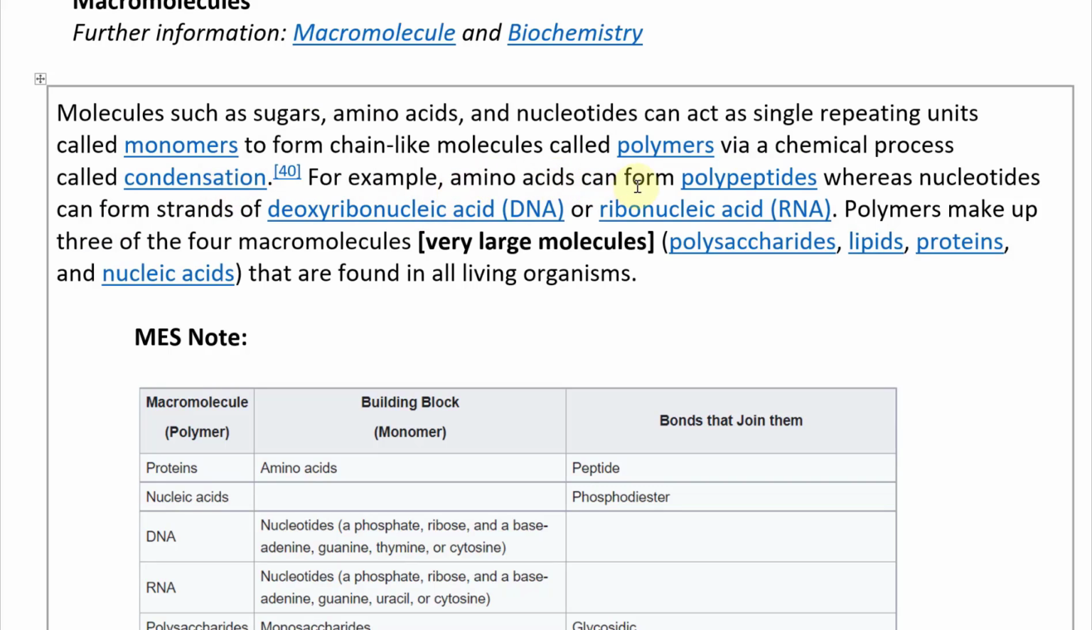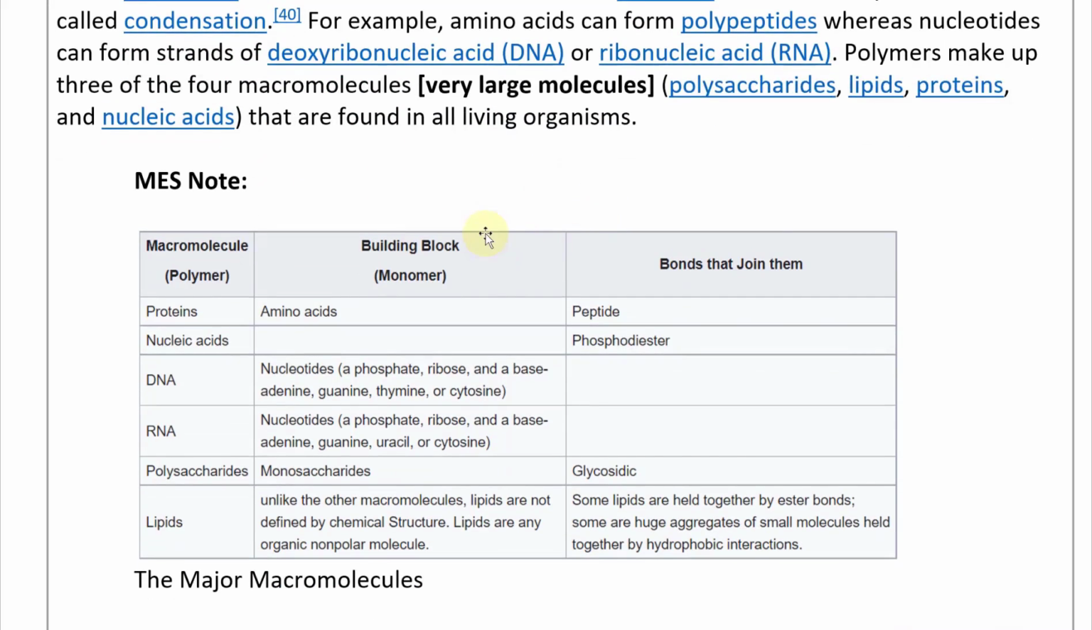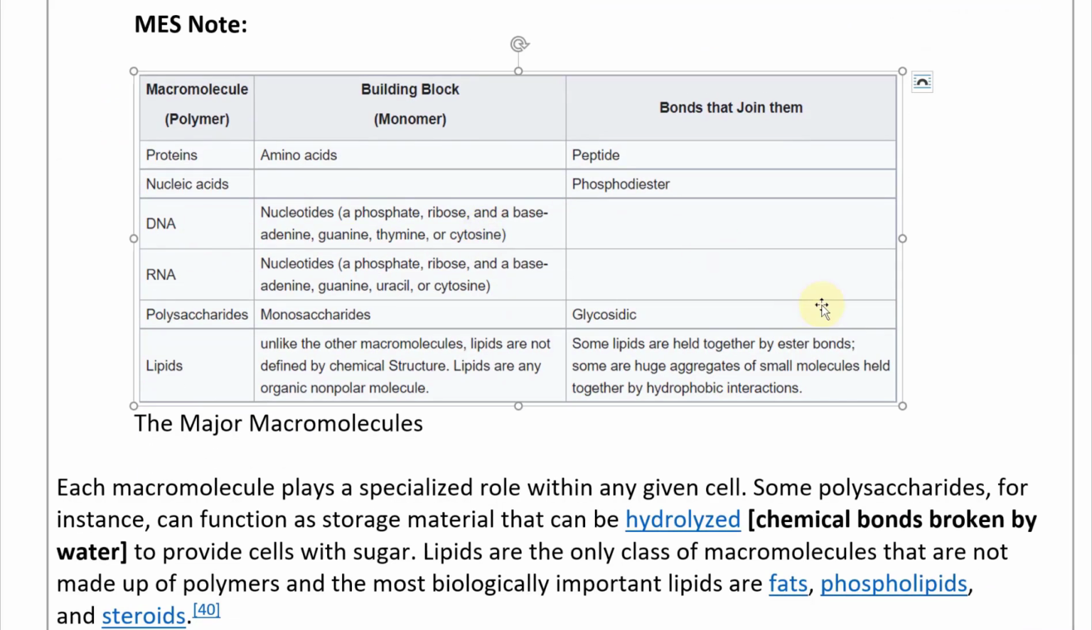For example, amino acids can form polypeptides, whereas nucleotides can form strands of deoxyribonucleic acid, DNA, or ribonucleic acid, RNA. Polymers make up 3 of the 4 macromolecules, or very large molecules, which are polysaccharides, lipids, proteins, and nucleic acids, that are found in all living organisms. And here's just a table of the major macromolecules.